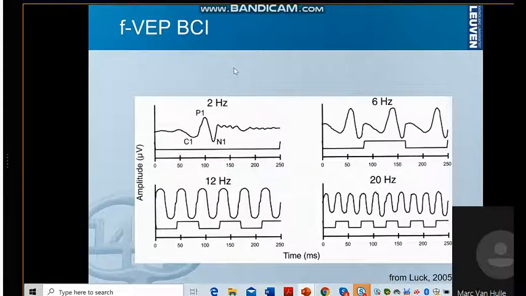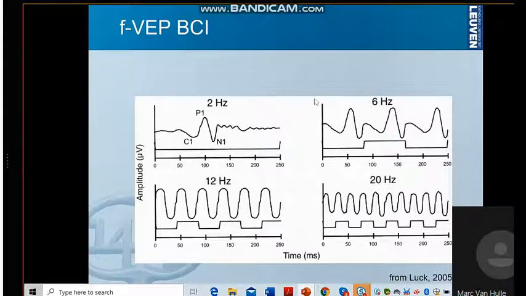Okay, next slide is about the frequency coded visual evoked potential. And here you see why I said about the 4 Hertz thingy. So this is individual flashes, the TVEP as we just discussed. You see the swing here and the amplitude.